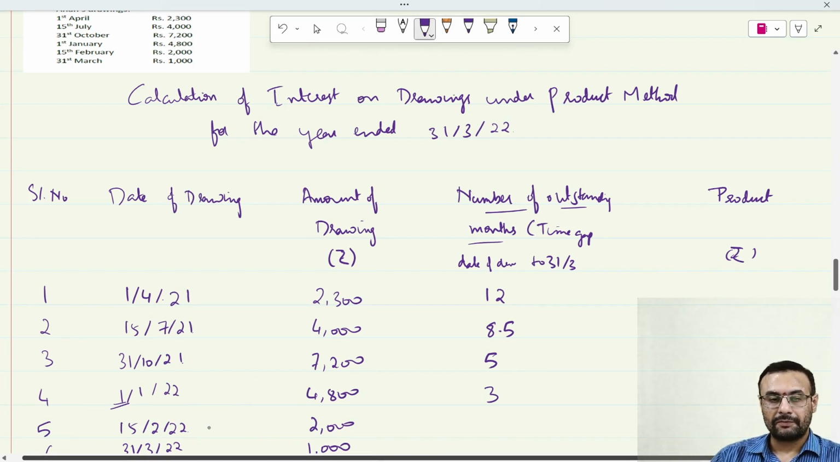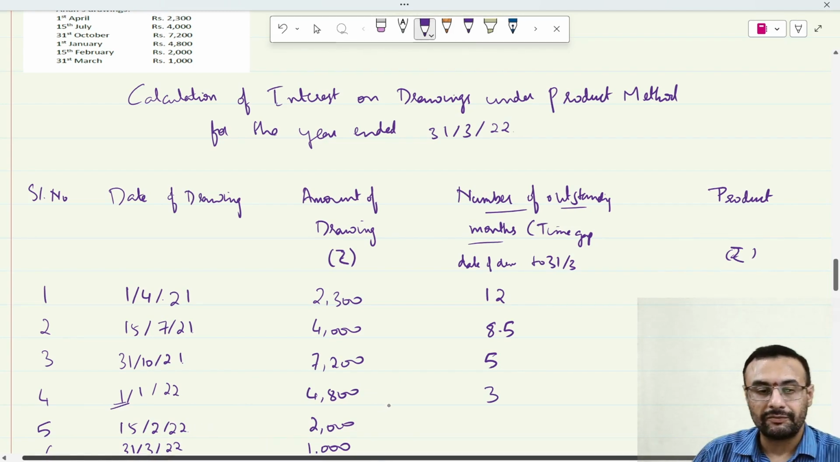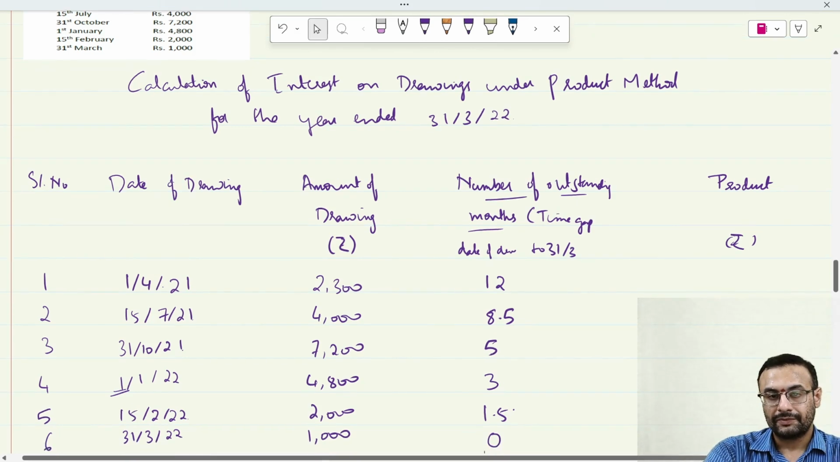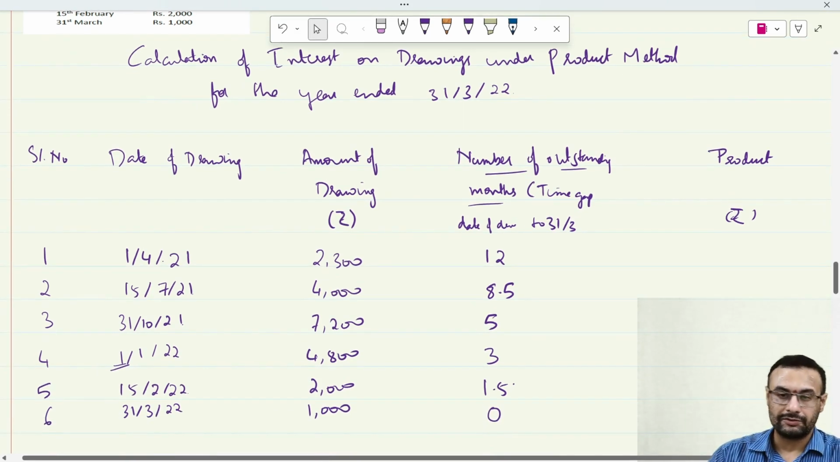Then 15th February to 31st March, it will be 1.5 months. How? 15 days of February plus March month, 1.5 months. Then 31st March only it is drawn. It is on the last day of the year. So there is no number of outstanding months for the last one. So this is the number of outstanding months. Since we have the data, I will just scroll down.